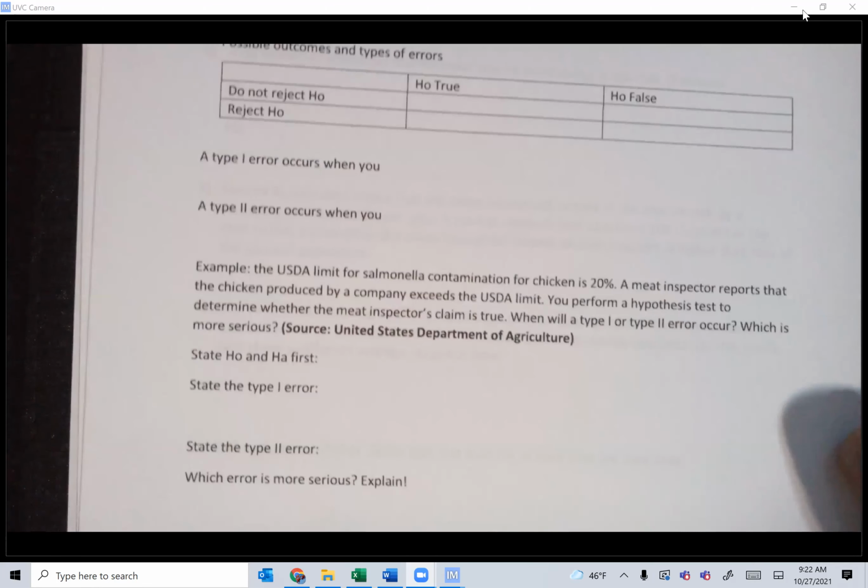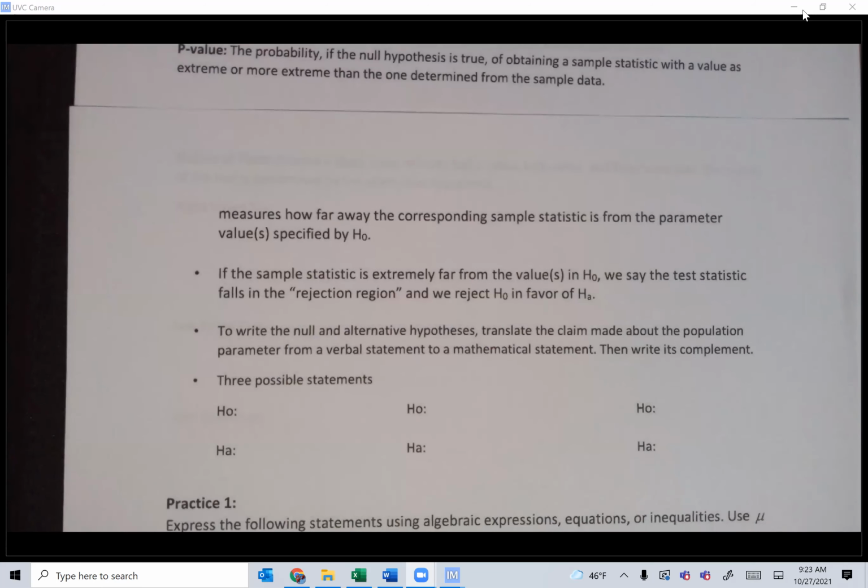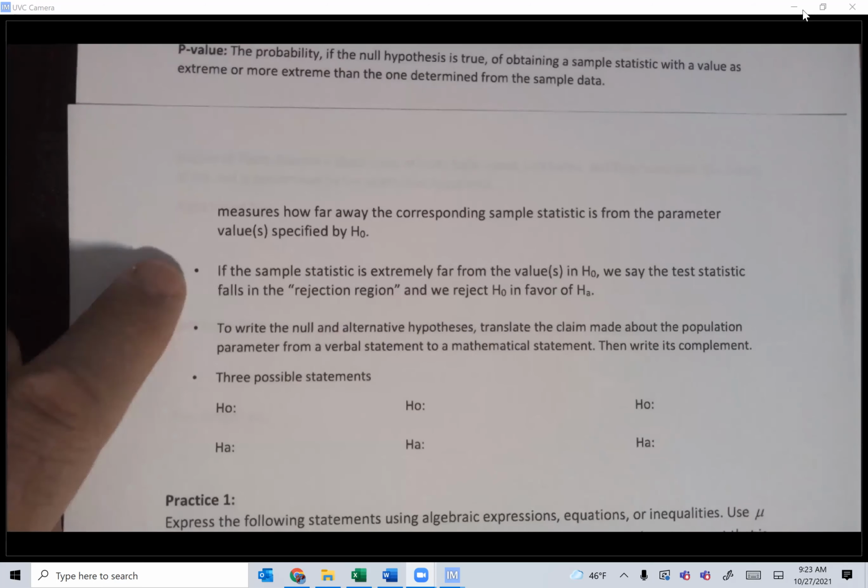Oops, I have a page 4 here. Let me just put the right page. 3. And 2, right here. Okay, I'll talk about those points later.